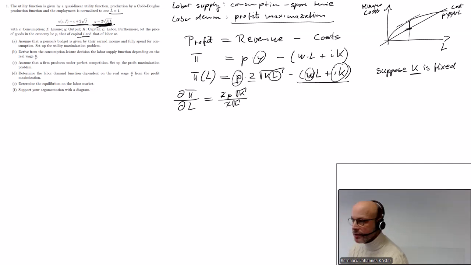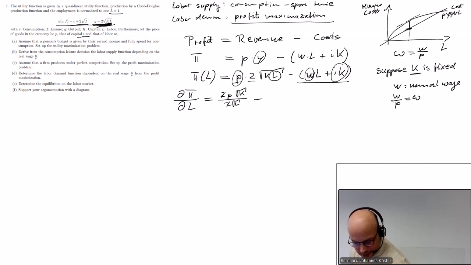Then we also have to take the derivative of the cost function. Minus, yep. No, this is not omega, this is W here. Omega was W over P. So W is the nominal wage, and W over P, this is omega, this is the real wage. And this has to be 0.